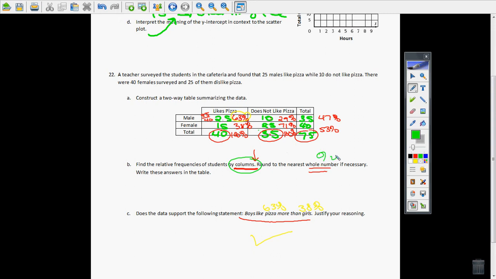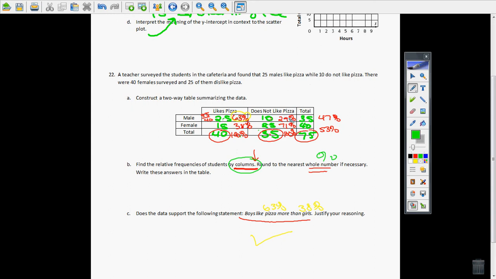This is actually talking about percent, because if you do 25 out of 40, you get 0.63, which is 63%. So that means that 63% of the people that like pizza are male. 15 out of 40 is 38%. So 38% of the people that like pizza are female. And then, of course, this is 100% because that's all the males and females together. And it doesn't add up to exactly 100 because we did some rounding, but it's 100%.